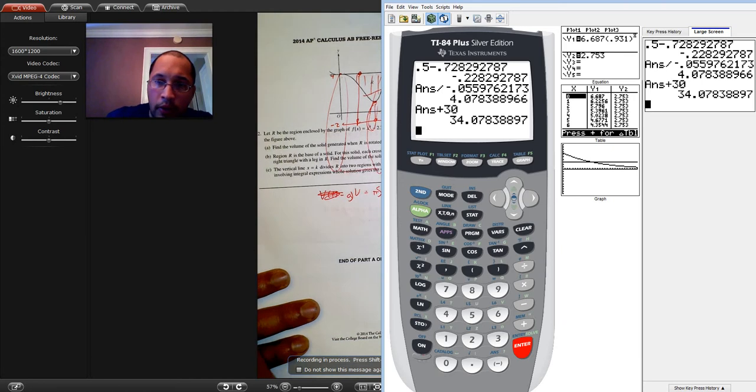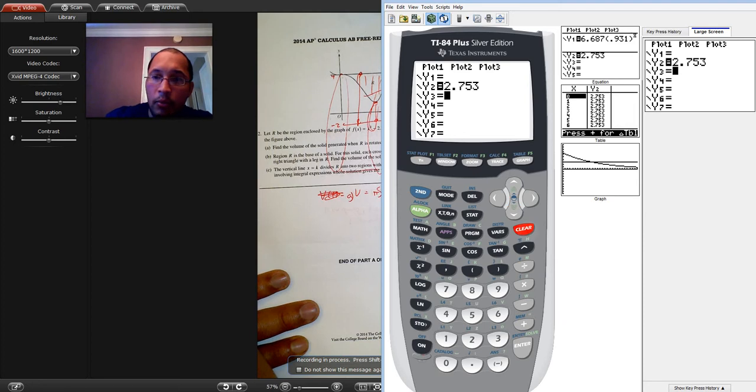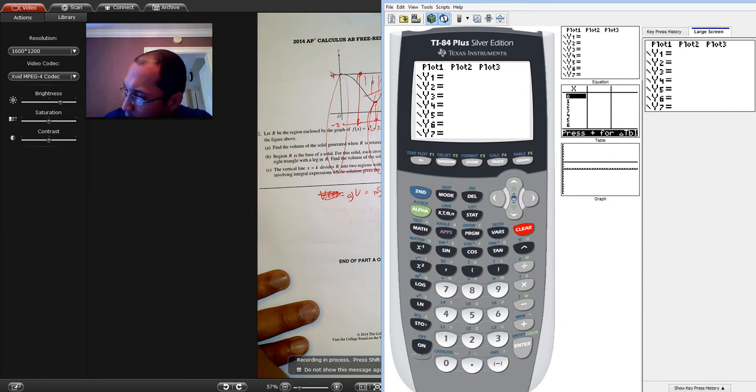So y equals, clear. I wish I brought my calculator home. I'm just dreading it now. X to the 4th power minus 2.